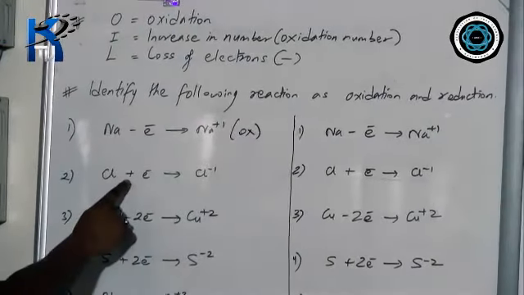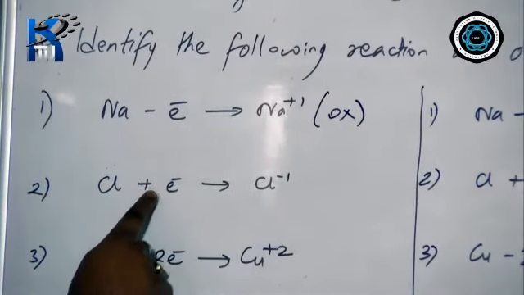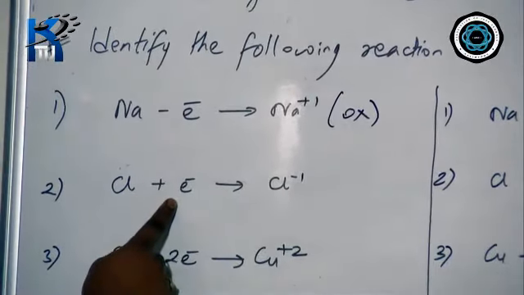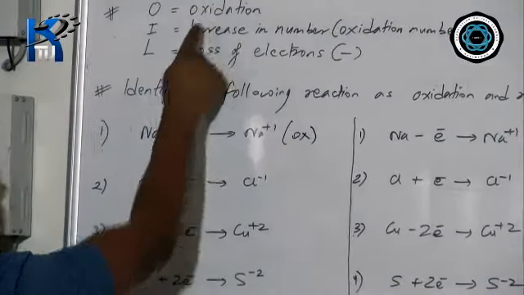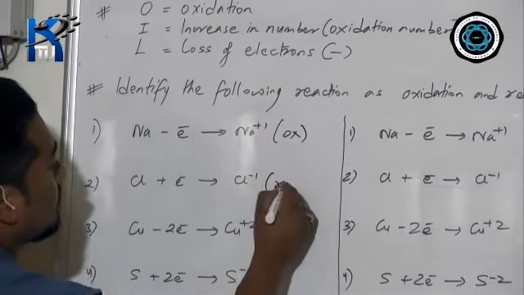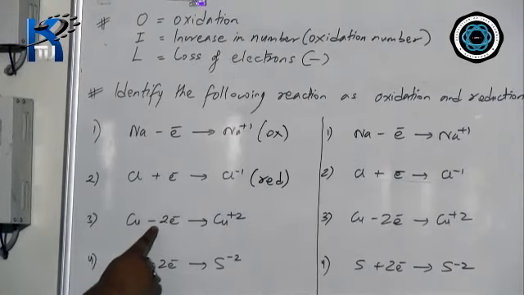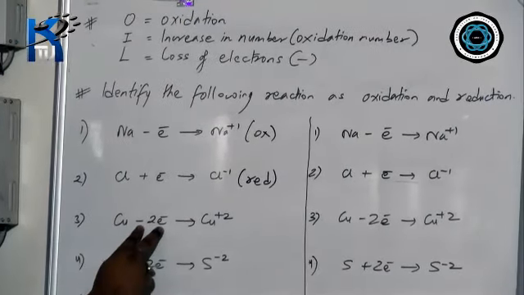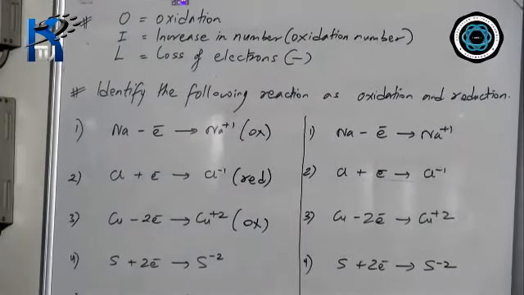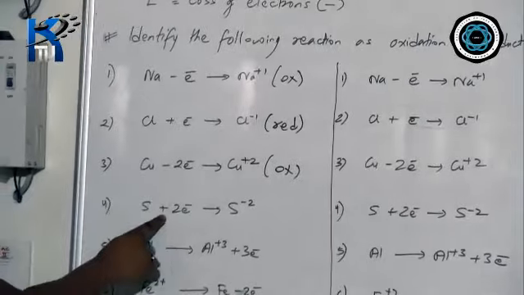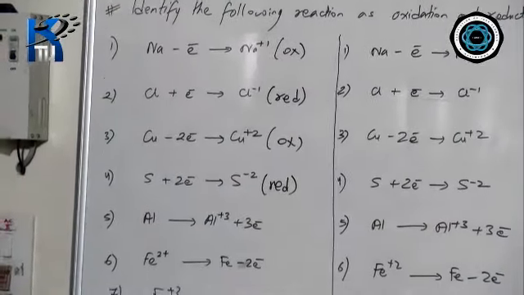Now the second one. In the reactant side there is gain of electron because plus means gain, and no number mentioned means it is 1. So there is gain of 1 electron, and if loss means oxidation, then gain has to be reduction. So the second reaction is a reduction reaction. In the third one, in the reactant side there is loss of 2 electrons, and loss means oxidation. Remember the word OIL. In number 4, there is gain of electron in the reactant side, and gain of electron means reduction.